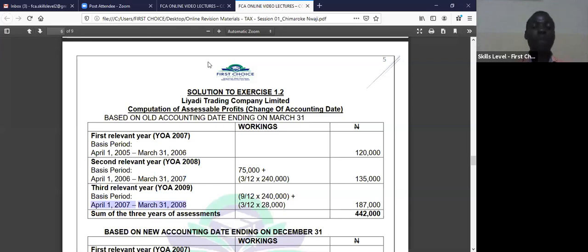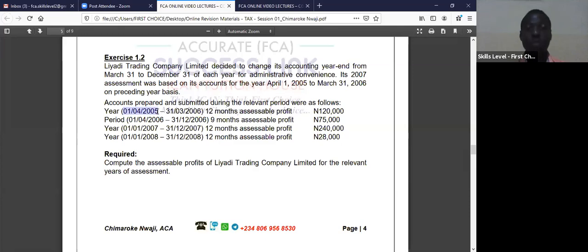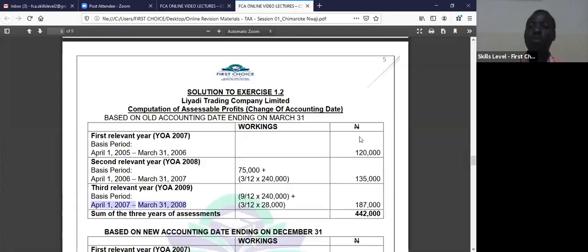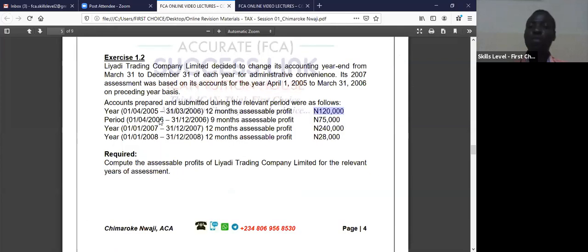April 1 to March 31st is this figure here. They say 12 months. You were given the 120. Bring it exactly that. That is this. Now, the next one is April 1. Where are we going to find April 2006? Now we need to get up to March 31st, 2007.